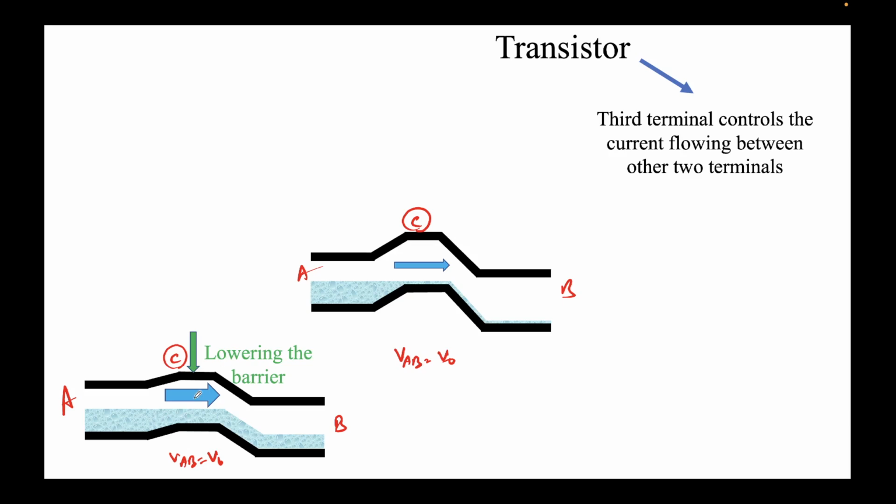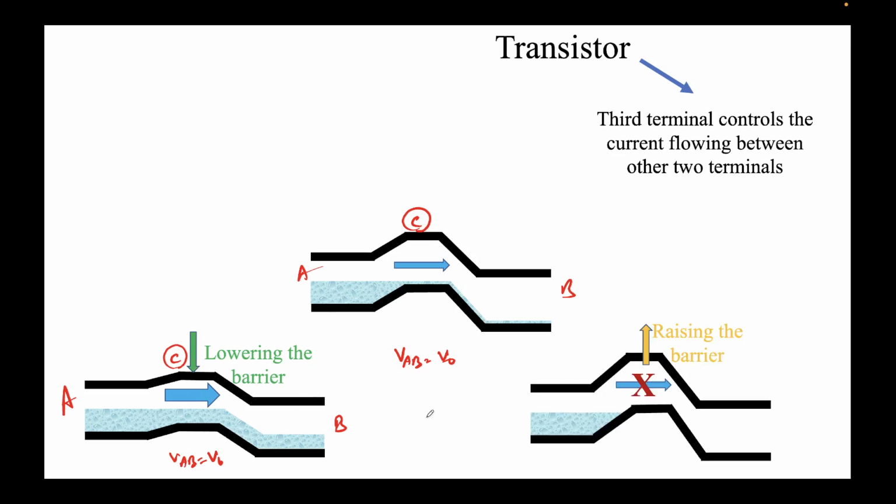So essentially I have not changed anything between A and B. The amount of water is still the same, the potential difference between A and B is still the same. It's just that the barrier, the C terminal, I'm playing with that, and now I can see more water is flowing. I can do the reverse also. So again, the terminals A and B are your left and right, and VAB is again equal to some fixed V0. The amount of water is still the same.